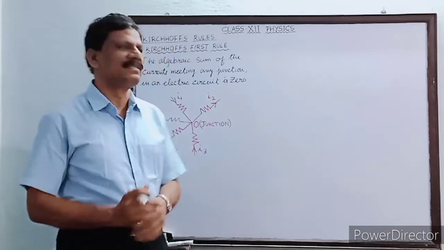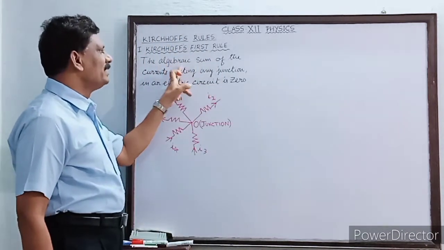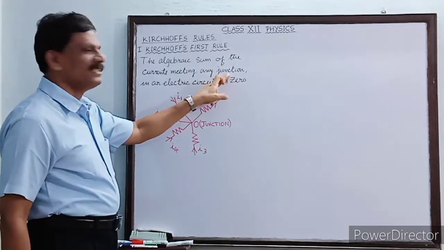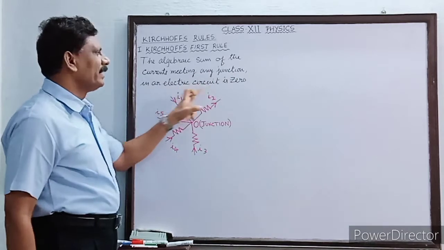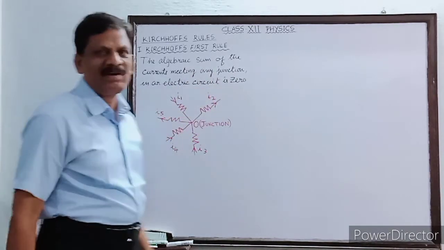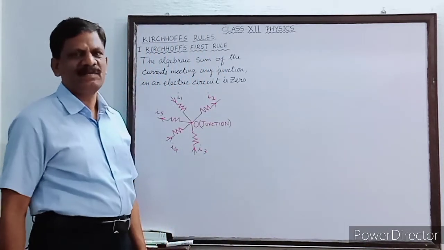So first we are going to discuss Kirchhoff's first rule. The algebraic sum of currents meeting at any junction in an electric circuit is 0. So the algebraic sum of the currents. What do you mean by algebraic sum of the currents meeting at a junction?